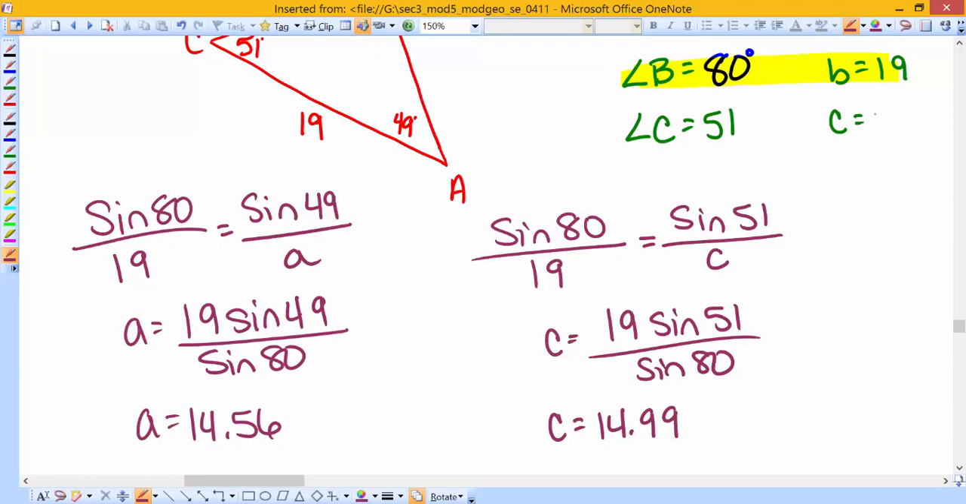Do not put 15. I will take points off if you put 15. If it was meant to be 15, it would have been 15. If it asked you to round to a whole number, then you can go to 15. Otherwise, do not just go to a whole number because you see 0.99. Leave that the way it is then.